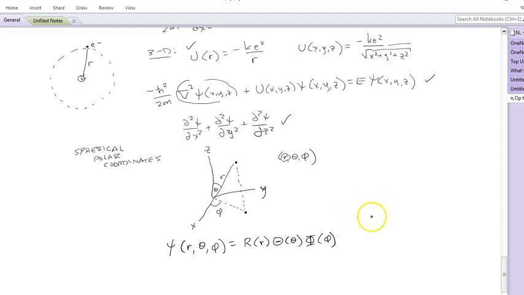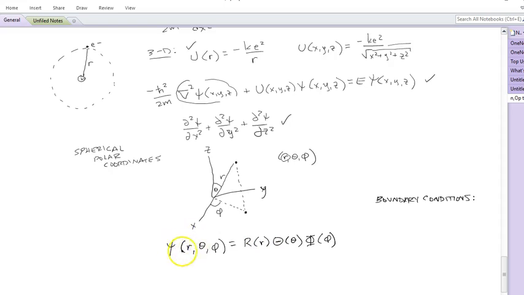Just like we did for the one-dimensional infinite square well, you apply boundary conditions. So what are the boundary conditions that you apply? Well, you actually apply boundary conditions on each of these three functions that I have written here, the big R, the big theta, the big phi. So what's the boundary condition on big R? Well, that has to go to 0 as r goes to infinity.